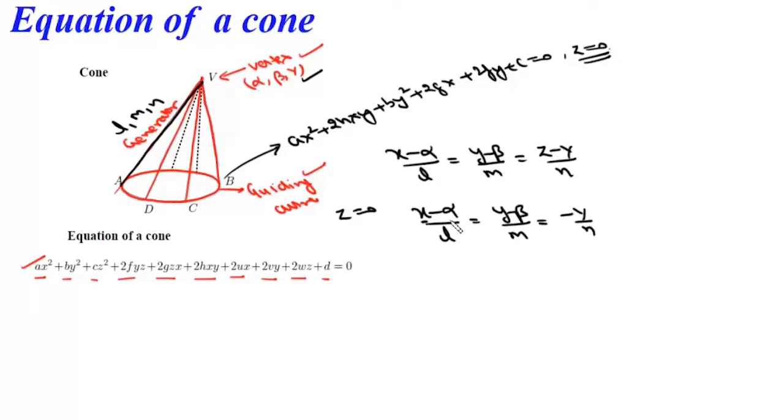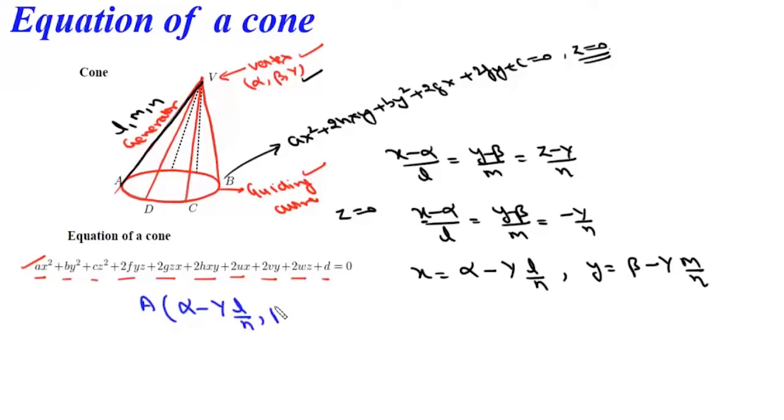So from here we can calculate this point x, and x will be alpha minus gamma into L by N, and y equals beta minus gamma into M by N. So the coordinate of this point A will be written as alpha minus gamma L by N, beta minus gamma M by N, comma 0. Now this point A lies on this guiding curve, so it will satisfy its equation, so we'll put it in this equation.